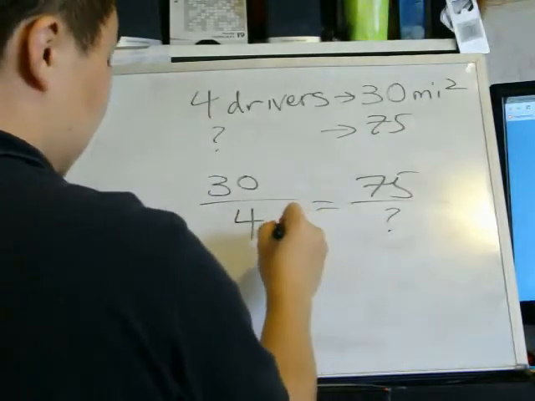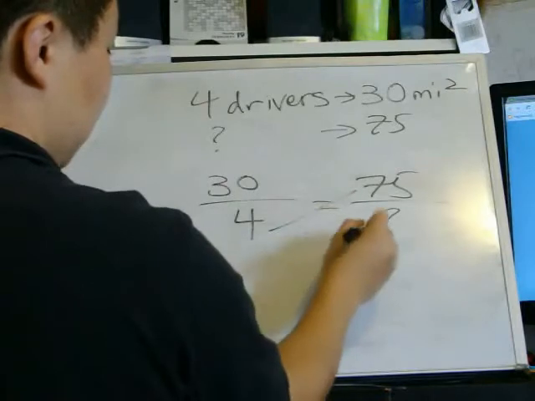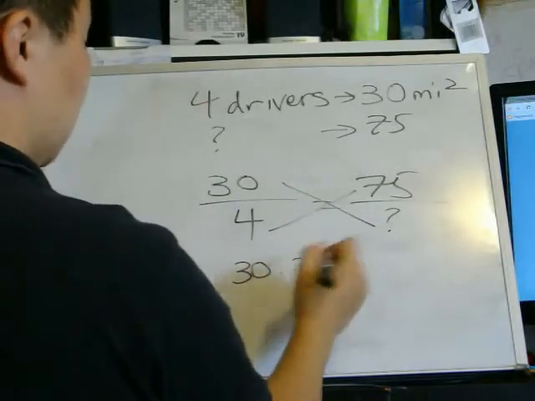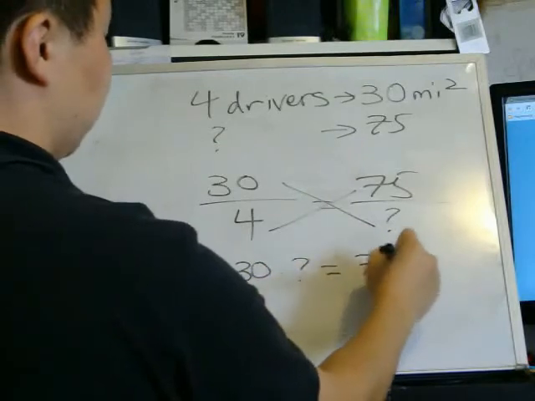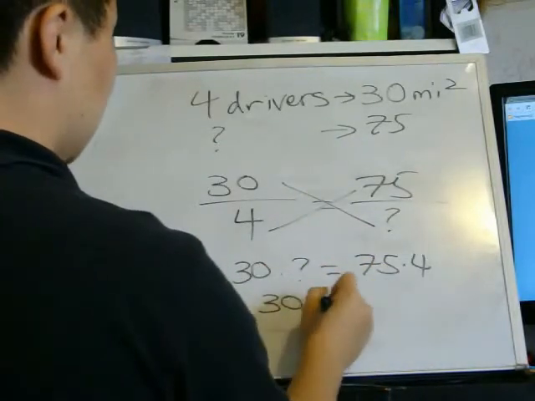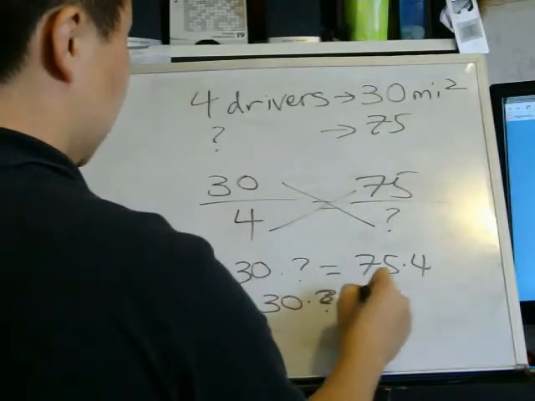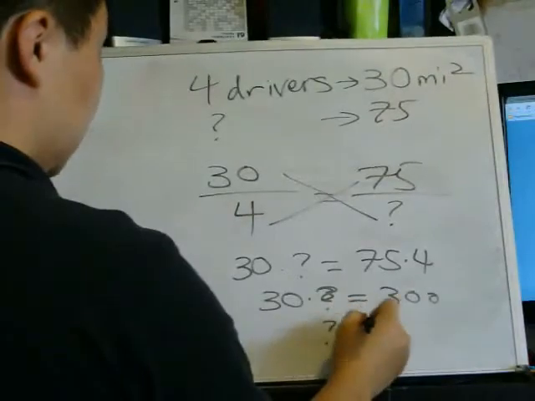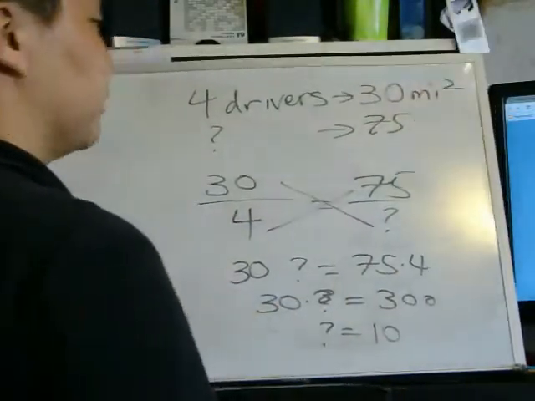You do cross multiply. You multiply this by that by this. So you get 30 times unknown equals 75 times 4. 30 times unknown equals 300. Divide both sides by 30. Your unknown is 10. You need 10 drivers.